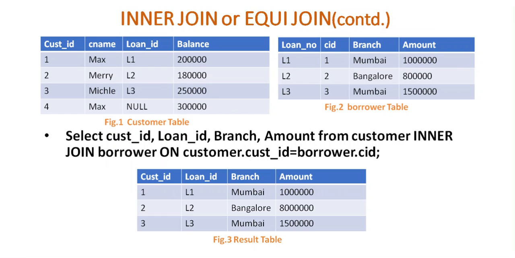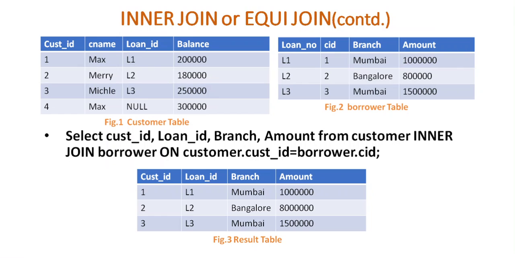So here we can say in customer table we have four customer IDs 1, 2, 3 and 4, whereas in borrower table we have only 3 customer IDs 1, 2, 3, because customer number 4 or customer ID 4 is not having a loan. That's why the information about customer 4 is not there in borrower table. So in the resultant table you will get the information about 3 customers only: customer ID 1, 2, 3, their loan IDs, the branch in which those customers are having loan, and the amount of loan.